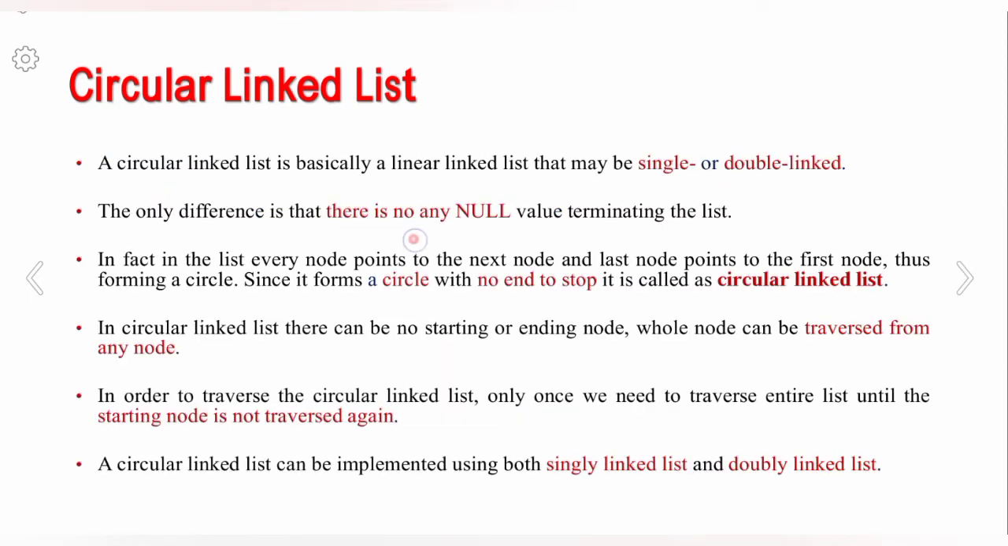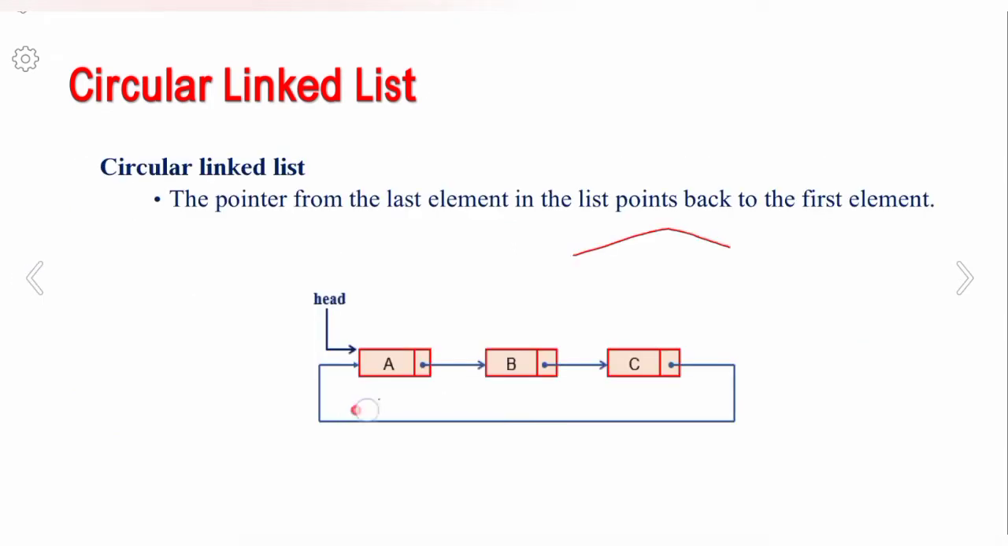So a circular linked list is basically a linear linked list that may be single or double linked list. Here we are taking the single linked list. We can also implement the circular linked list with the doubly linked list. That means in the circular doubly linked list we will have one part for the data item and two parts for the pointers, that is for the previous node and the next node.